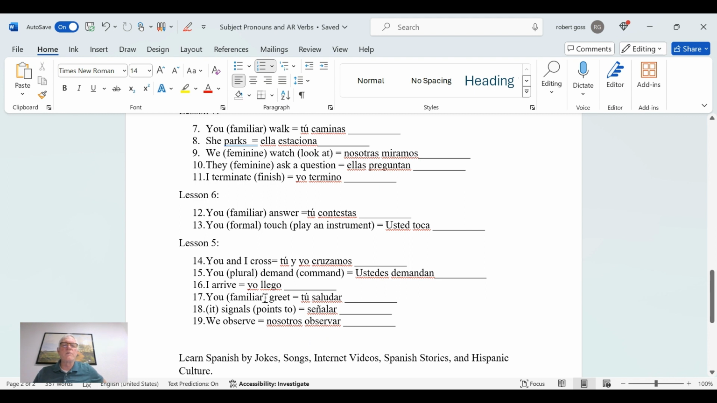Número 17, you familiar, greet. You familiar would be tú, and greet is saludar. Well, you greet, we would cross off the AR and we would put an AS. Tú saludas.